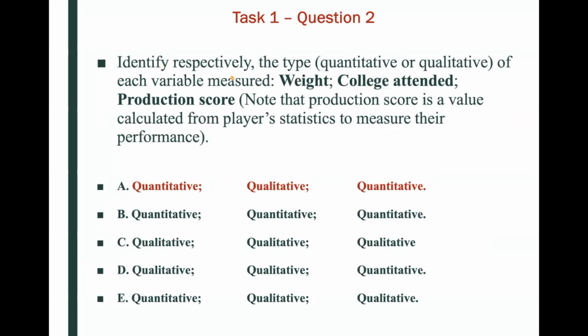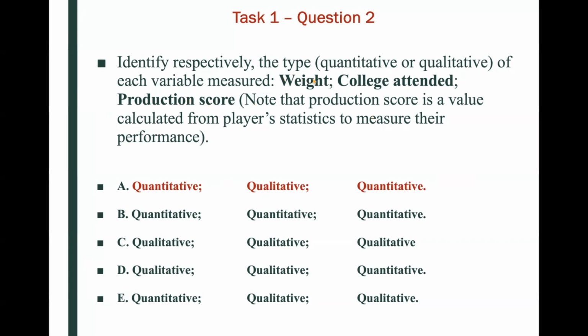So identify respectively the type, whether quantitative or qualitative, of each variable measured. So here were the variables. We have weight, college attended, and production score. Note that the production score is a value calculated from a player's statistics to measure their performance.